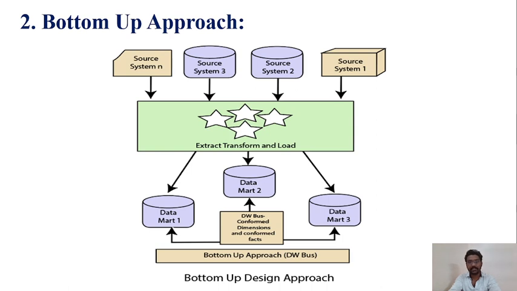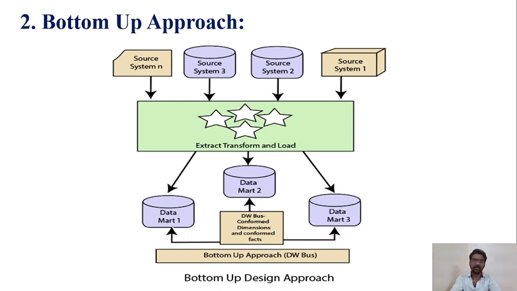So the design is created like this. You can identify the difference between the top-down approach and the bottom-up approach. In the top-down approach, the ETL is shown two times. In between there is the enterprise data warehouse, EDW, which is a normalized one. But in the bottom-up approach, we can't see the enterprise data warehouse and the extra ETL process.